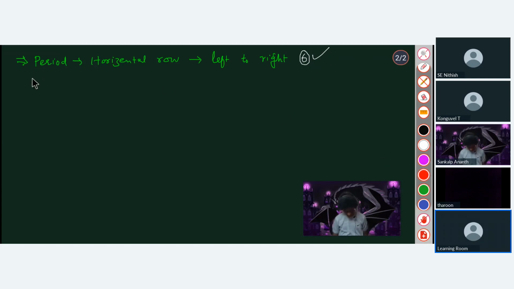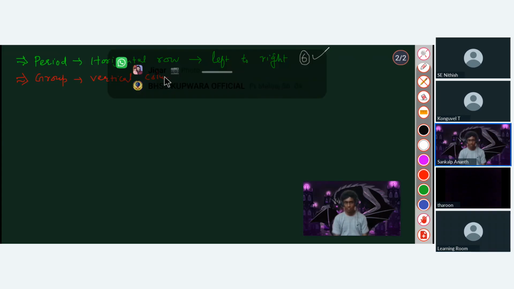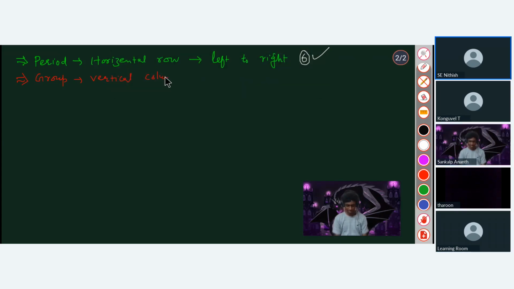But when it has been modified, the modified one contains the 7. Now, can you tell me what is a group? Group is a vertical column. Columns are vertical, it's a vertical column. Horizontal row, so I can tell the vertical column. Exactly. It will be from top to bottom, right? Yes, sir. Okay, so can you tell me in Mendeleev's periodic table, how many groups were there?